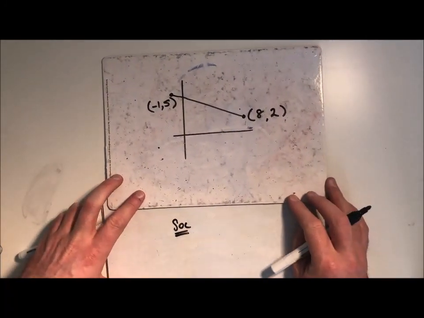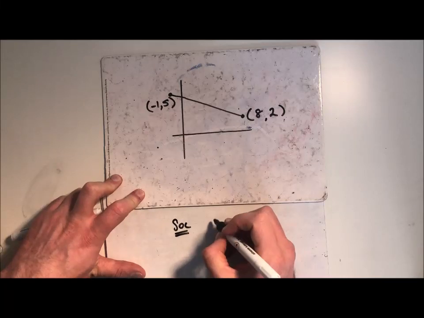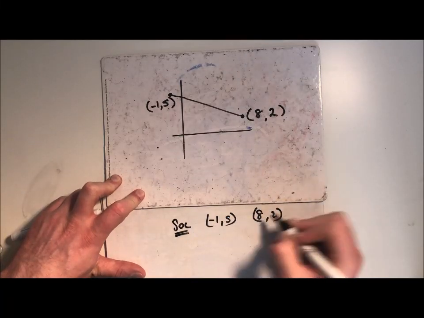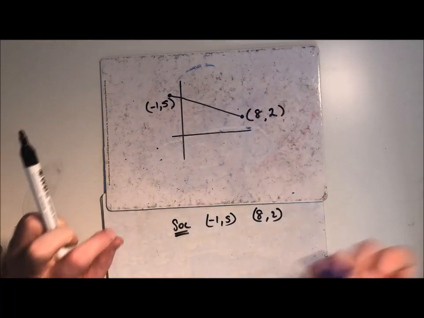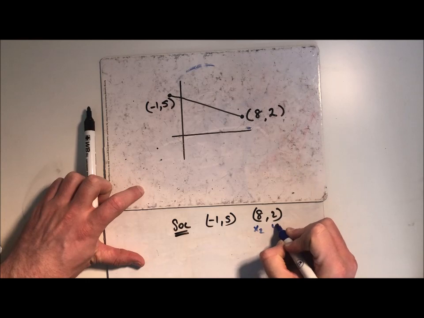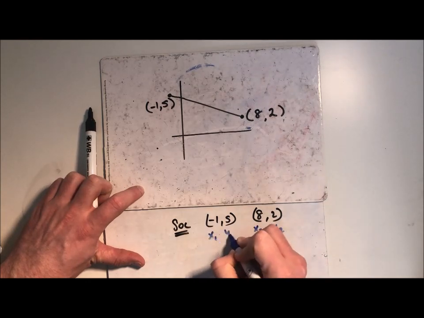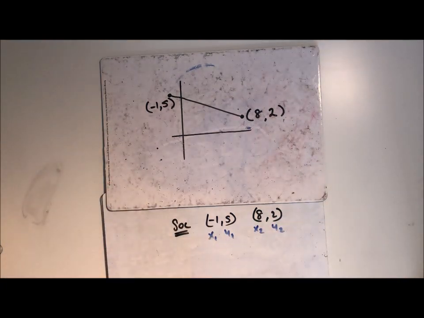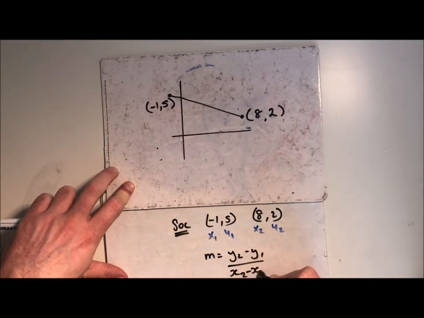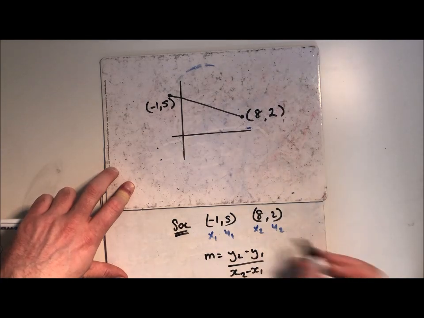Here for the solution, I'm going to use exactly the same thing. I'm going to write the coordinate points out. We're going to label them. Now the bigger ones ideally being your second coordinate points, so x2, y2, x1, y1. Okay, and we'll go into our formula. M equals y2 minus y1 over x2 minus x1. And we're going to fill in the numbers.